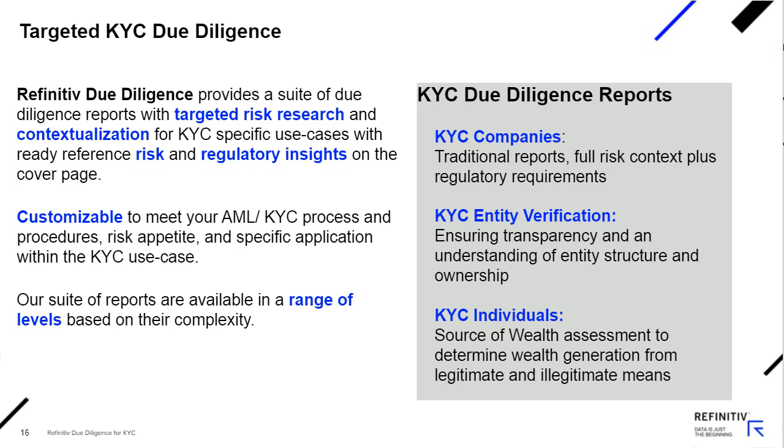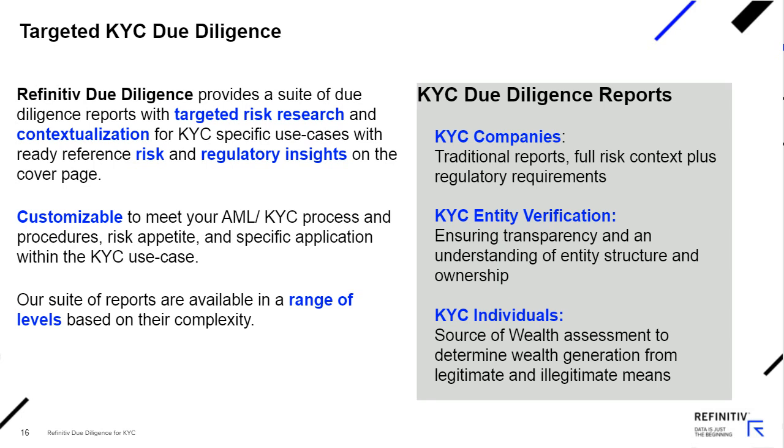So as we delve into this, we'll demonstrate the KYC company reports. They're the more traditional, robust reports that provide the full risk context plus the regulatory requirements and a pretty robust cover page. And those are the reports that most folks are used to. We have a KYC entity report, which is a little more targeted and effectively is looking to ensure transparency and understanding entity structure and ownership. So that's digging into company background, UBOs, senior management officials, and doing a quick WorldCheck screen or a global compliance check, just to target those regulatory requirements specifically.